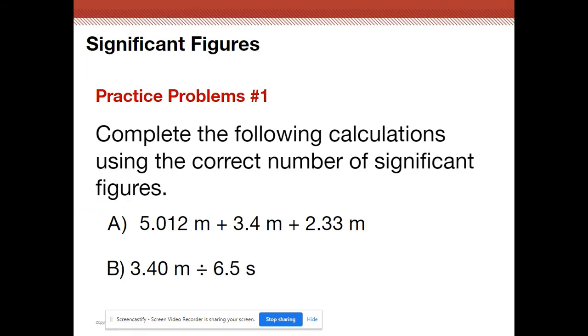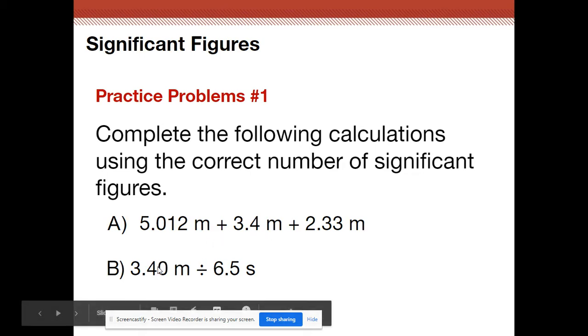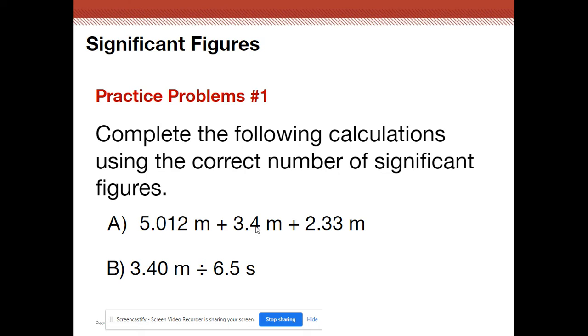So here's a practice problem. Complete the following calculations using the correct number of sig figs. Here you're adding these numbers, and here we are dividing. Remember the rule is that you're looking at your decimal place. We only have one decimal place, so our answer can only have one decimal place. Here we have 2, and here we have 3. Now this is for adding, so my final answer can only have one place past the decimal. So 10.7 would be the answer.